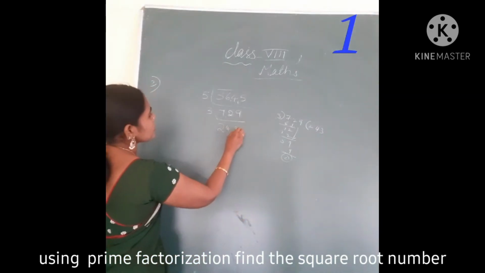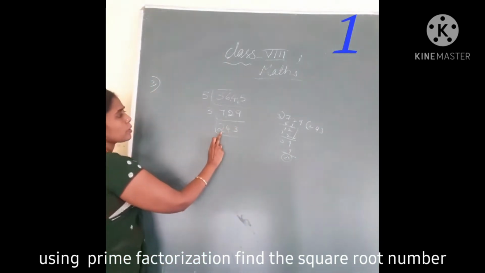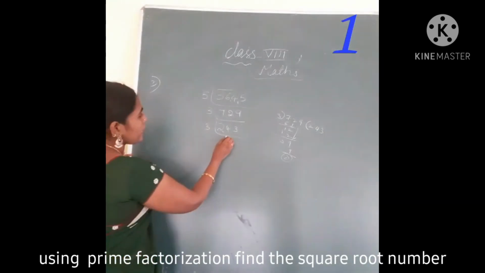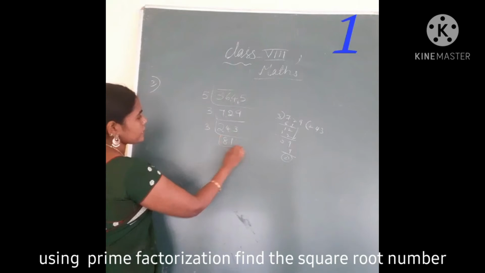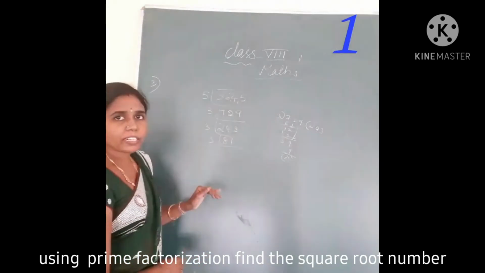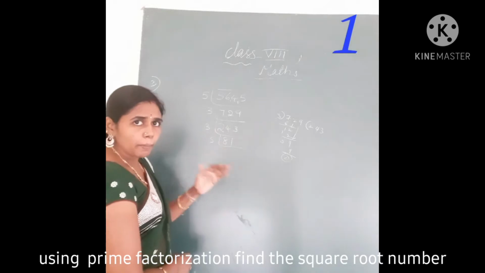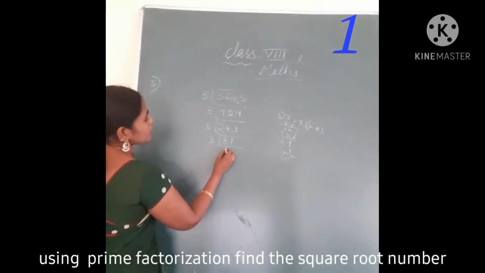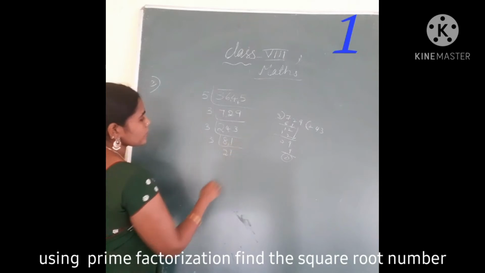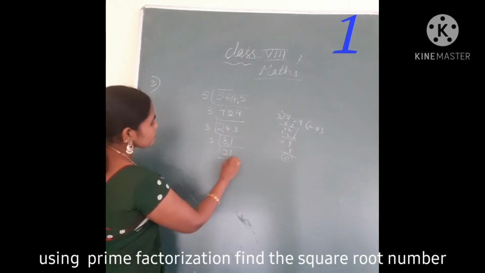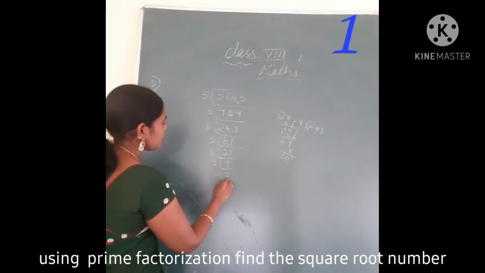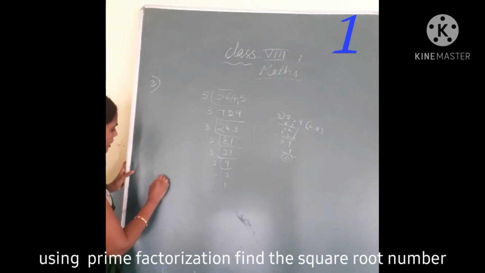Next 3 3 9. Again see: 2 plus 4 is 6, 6 plus 3 is 9. Again do it with the 3 table: 3 8s are 24, 3 1s are 3. Again 3 table. Directly we can take 9 9s, but in prime factorization we take step by step only. 3 9s are 27, 3 2s are 6, here 2 remaining, 3 7s are 21. 3 9s are 27, 3 3s are 9. Now what is the prime factorization of this?